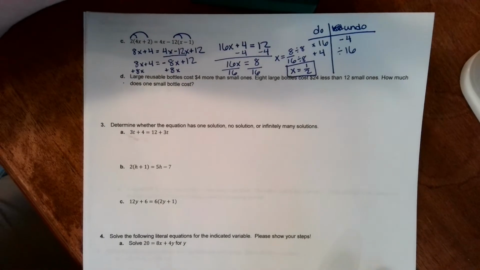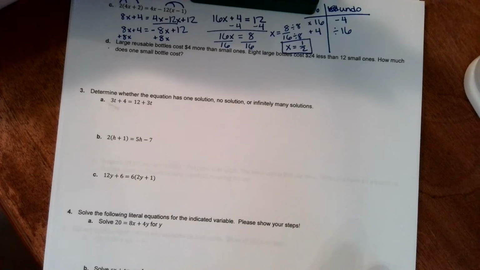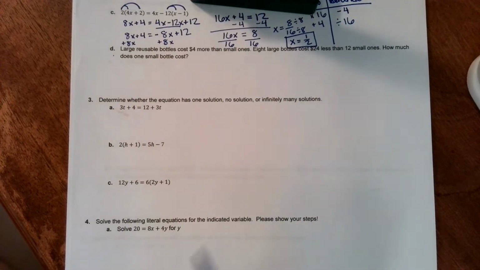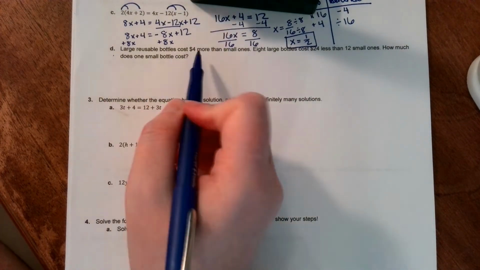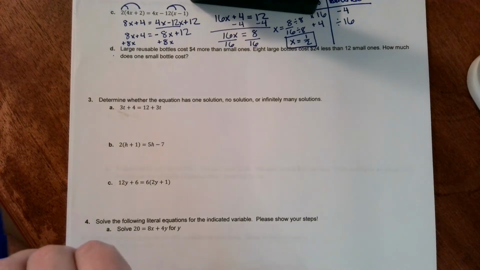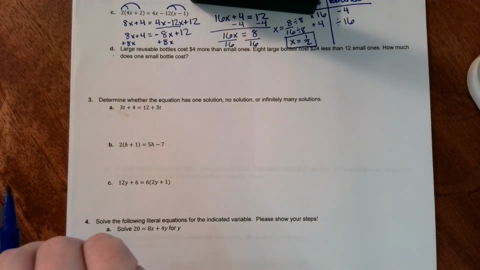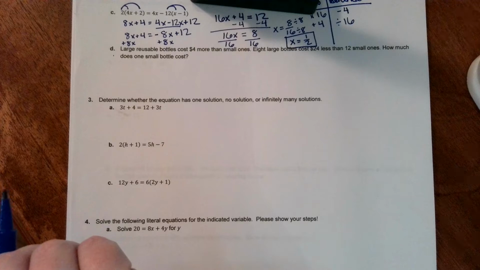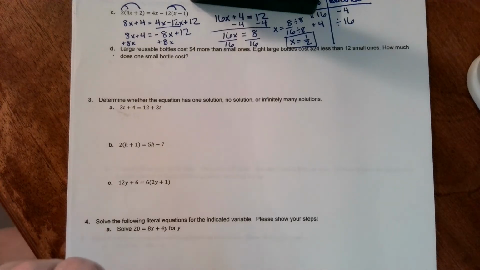Alright, word problems, because I know how much y'all love those. Alright, so I have a large reusable bottle, costs $4 more than a small one. 8 large bottles cost $24 less than 12 small ones. How much does one small bottle cost?